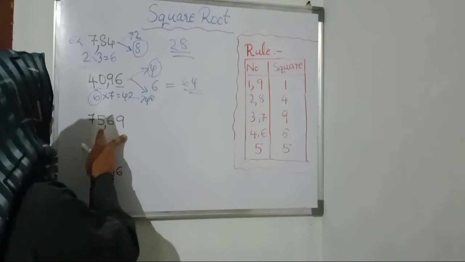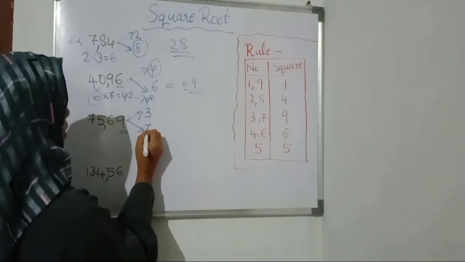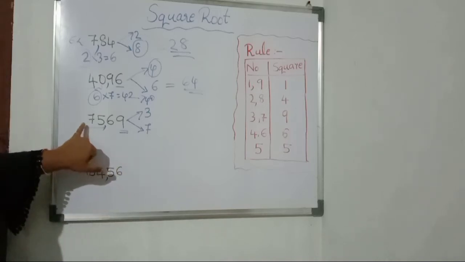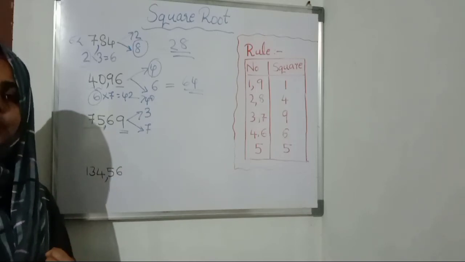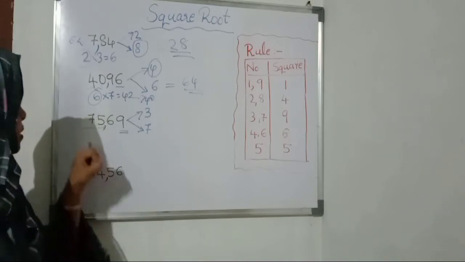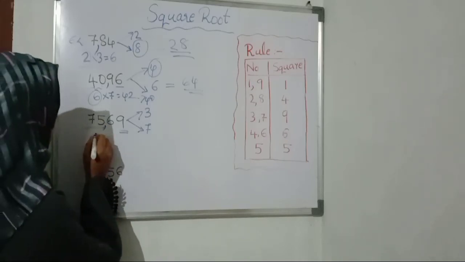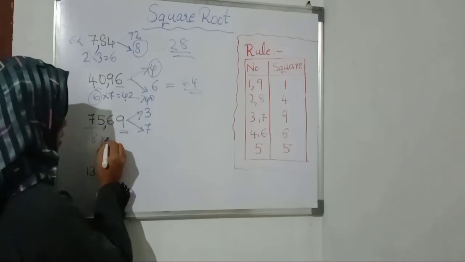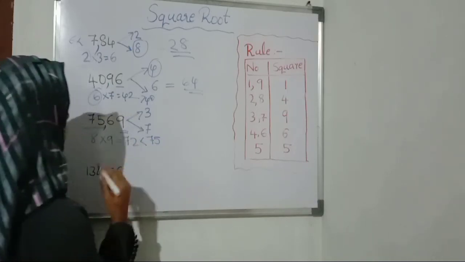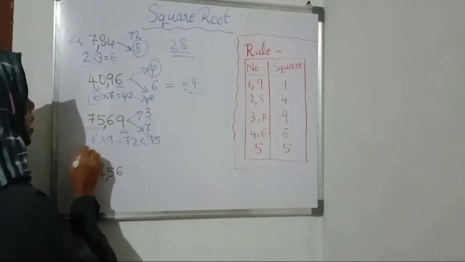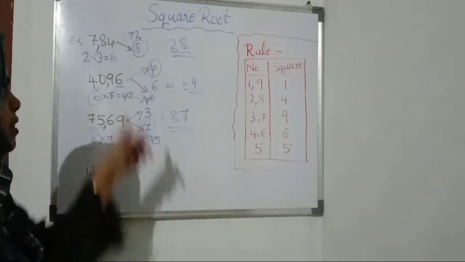So the next number is 7569. The last digit is 9, so its root may be either 3 or 7. Now the number before the comma is 75. The perfect square lying below 75 is 64. 8 squared is 64 and 9 squared is 81, which is greater than 75. So the root is 8. The number next to 8 is 9. The product of 8 and 9 is 72, which is less than 75. So take the larger number. So our answer will be 87. This is super easy if you study this simple trick.